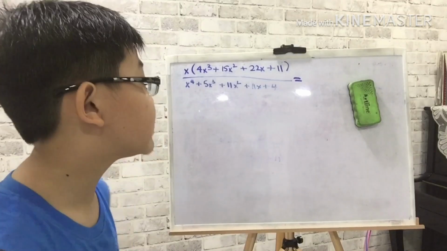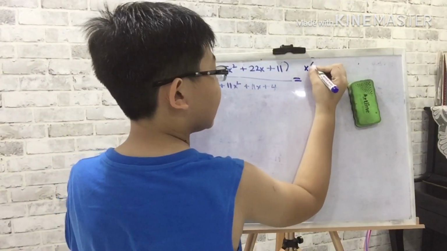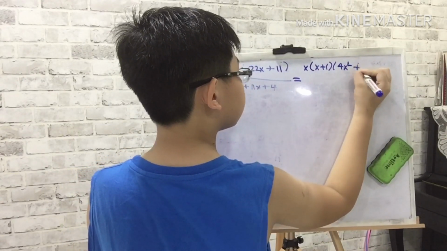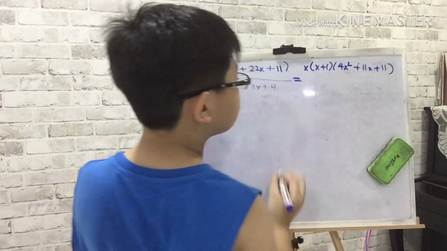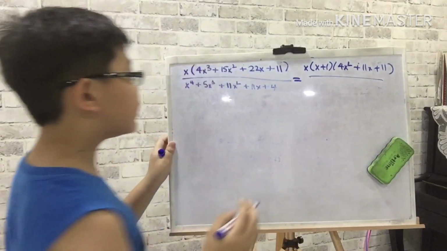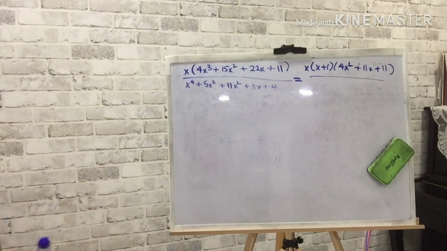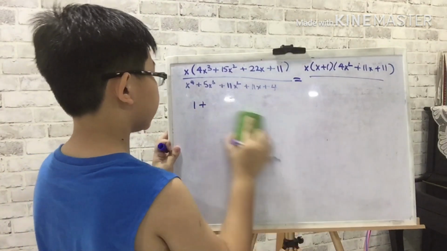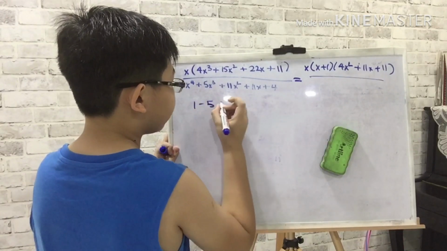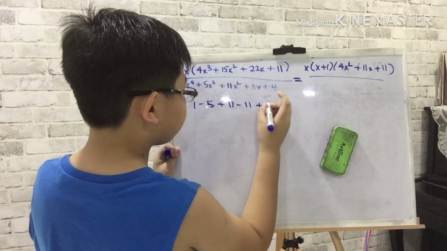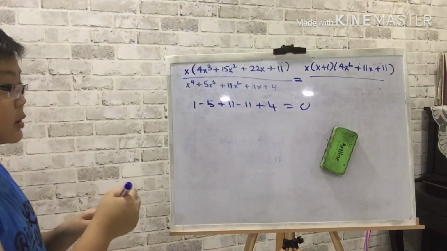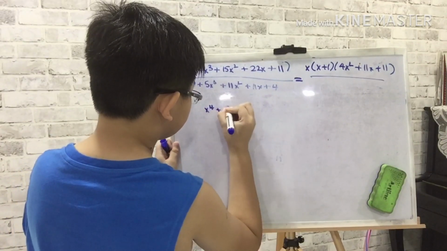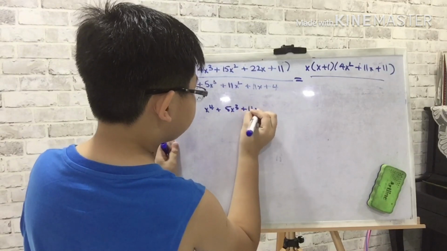Okay, so I'm back after switching markers, and I'm gonna write this as x plus 1 times the quotient 4x squared plus 11x plus 11. Now we need to factor the bottom. Again, -1 is a solution, because 1 minus 5 plus 11 minus 11 plus 4 is equal to 0. So we're going to factor this, and I'm going to put it here again, doing long division as before.